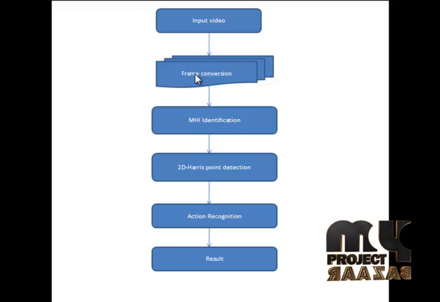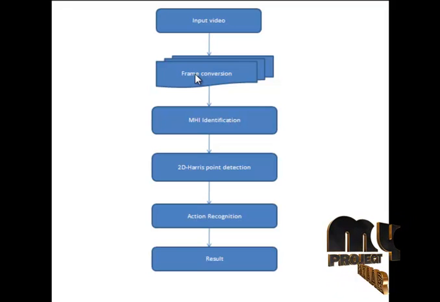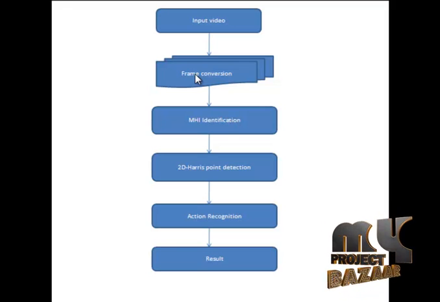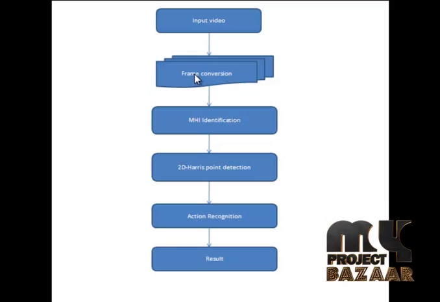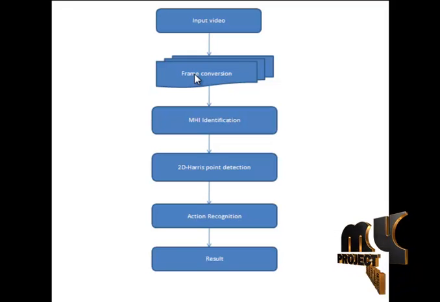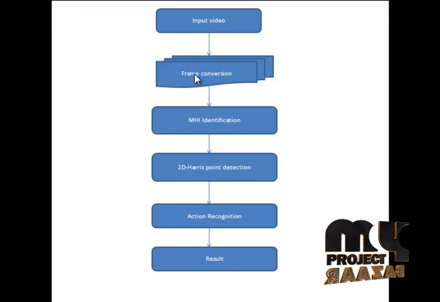A film frame or video frame is one of the many still images which compose the complete moving picture. The individual frames are separated by the frame lines. Normally, 24 frames are needed for 1 second of film. After that, it will pass to the motion history image identification.